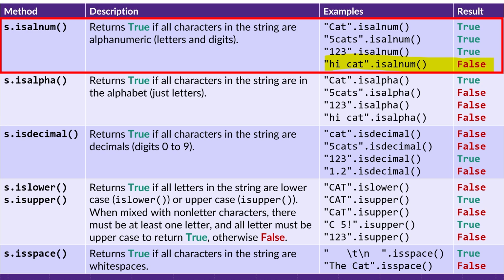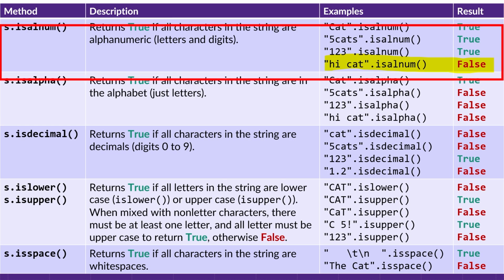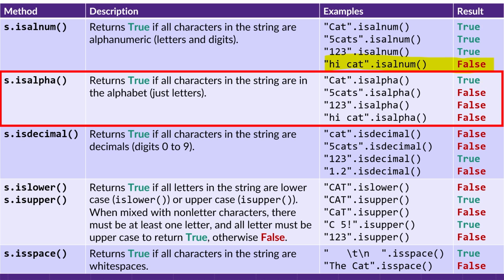So the space character isn't considered to be a letter or a digit, so we get a false here. The next method is isalpha. This is very similar, but it only returns true if all the characters in the string are alphabet characters. That means just letters. So we get cat is true, but something like 5 cats is going to return false because it has a number mixed in there. So every single character has to be a letter. If there are any numbers or spaces, like in 1, 2, 3 or hi space cat, we are going to get a false.